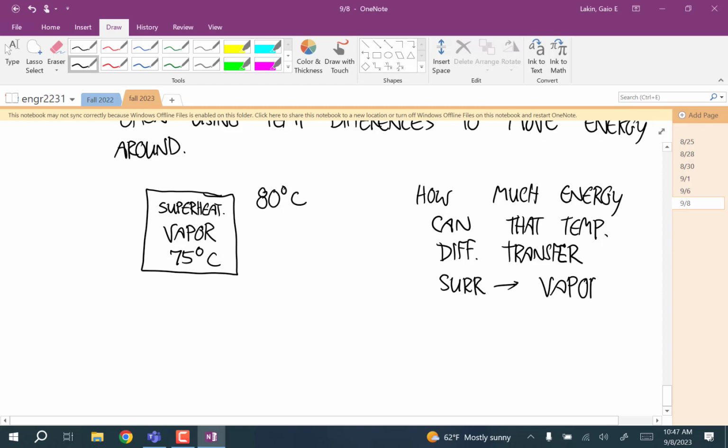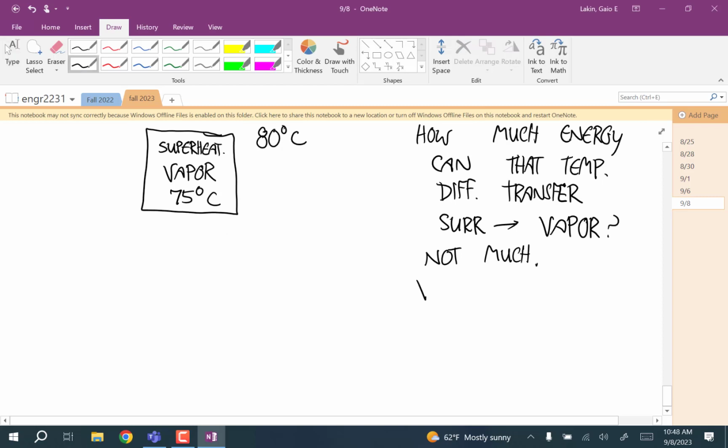And the answer is not that much, because all the energy that goes from the surroundings into this superheated vapor is going to raise its temperature. And as its temperature changes, it gets closer to the surroundings. And once it gets to 80, there's no more energy exchange. So the vapor temperature rises, reaches 80 degrees, and then there's no more transfer.